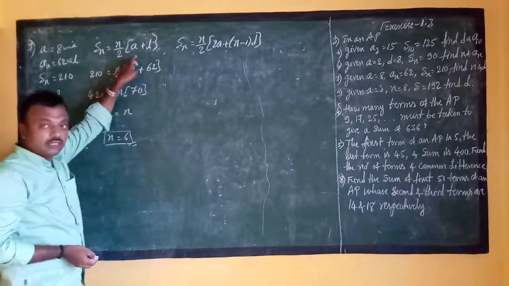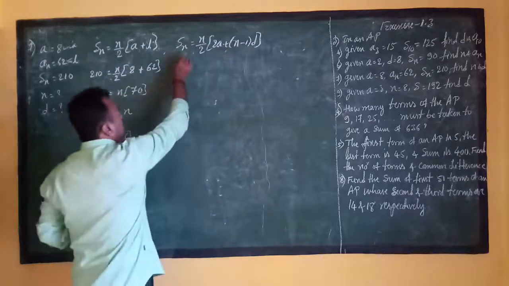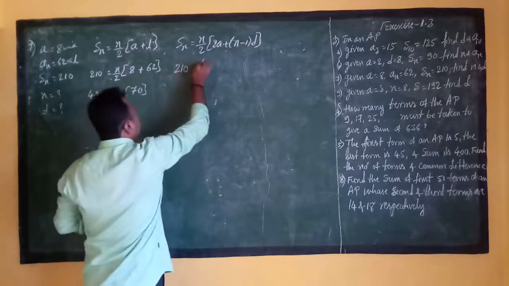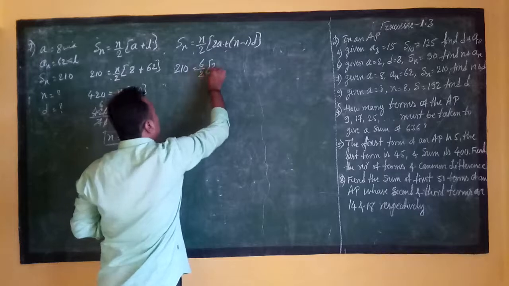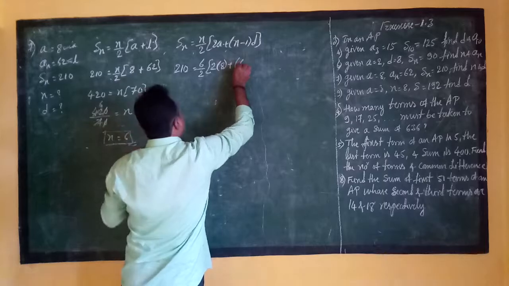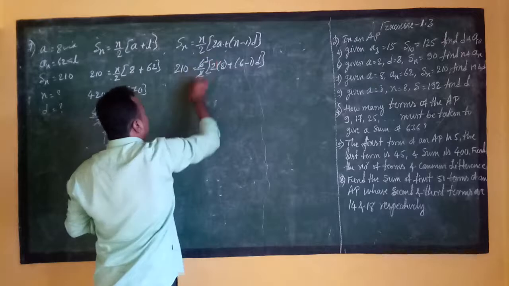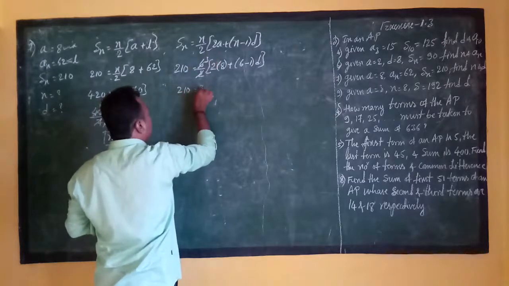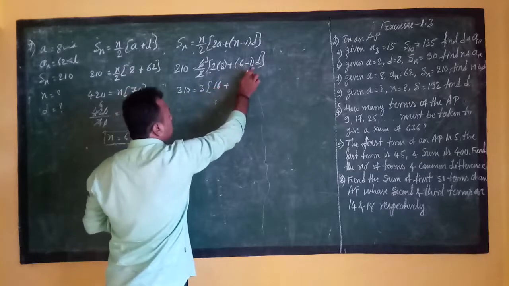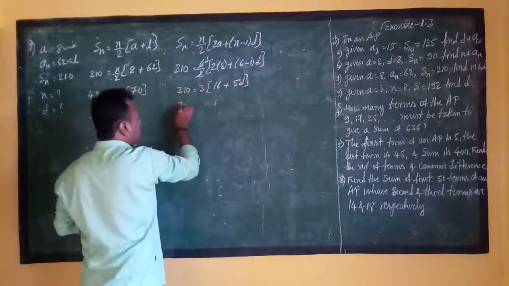In this formula d is not there, but in this formula d is there. So therefore we have to use this formula. Sn, which is 210, is equal to n, which is 6, divided by 2, into 2 into a, which is 8, plus n, which is 6, minus 1, into d. So 2 ones are 2, 3s are... So 210 is equal to 3 into (8 2s are 16) plus (6 minus 1 is 5) into d, 5d.